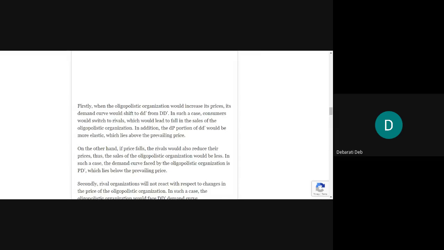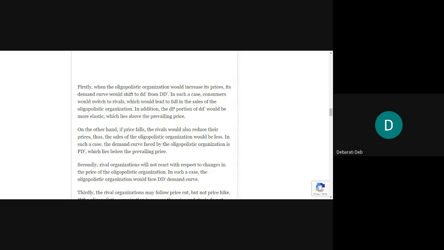Firstly, when the oligopolistic organization increases its prices, its demand curve will shift to small dd dash from capital DD dash. In such a case, consumers would switch to rivals, which would lead to a fall in the sales of the oligopolistic organization. In addition, the DP portion of dd dash would be more elastic, which lies above the prevailing price.